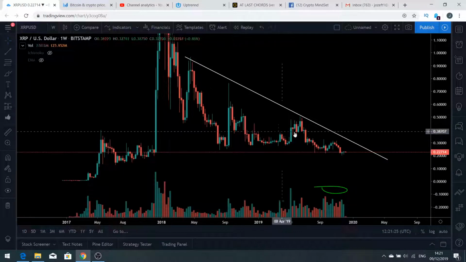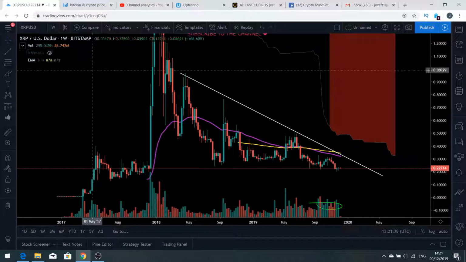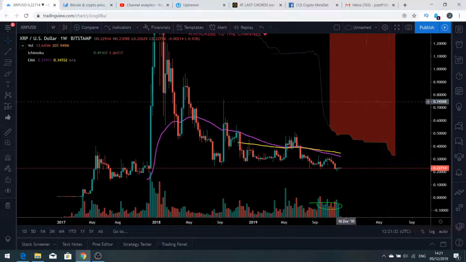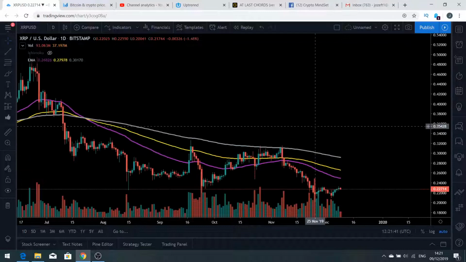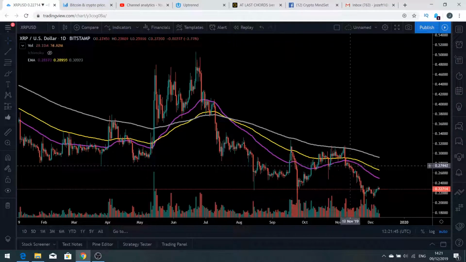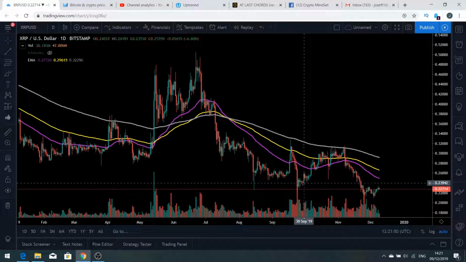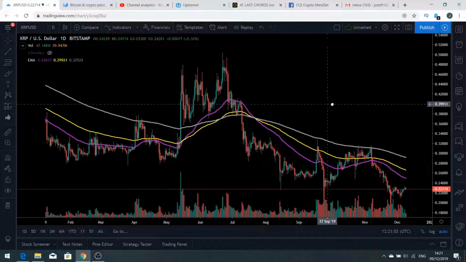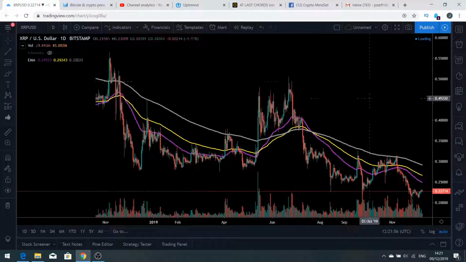And have a look also at the EMAs. First of all, let's remove the cloud. Let's look at the daily chart because we have more data. You can see on the daily chart the EMAs are bearish. The EMAs are acting as resistance. Every time we come near them, we get sold into. We did a fake out here and got rejected again.